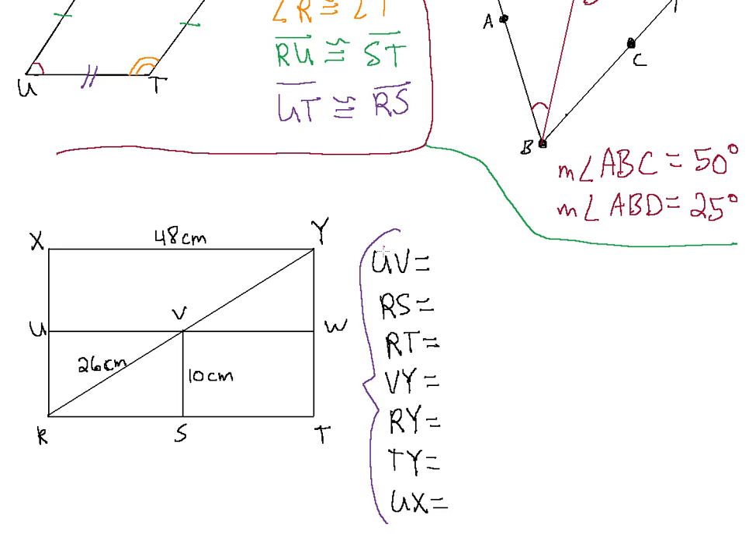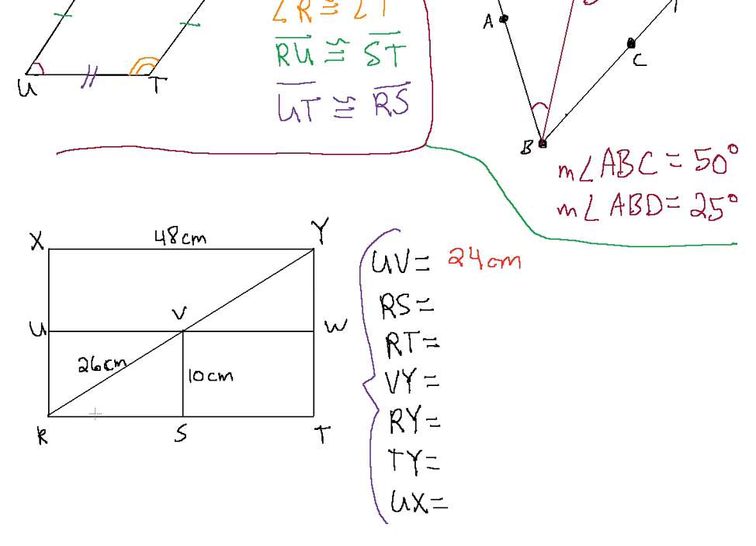So we want to find UV first. We want to find this segment, this distance. And we can do that because V is the midpoint of UW. We know UW because UW is congruent to XY. So UW is 48 centimeters. Since V is the midpoint of UW, UV is half of 48 centimeters, so it's 24 centimeters. Just using a little intuition, not a whole lot going on here.